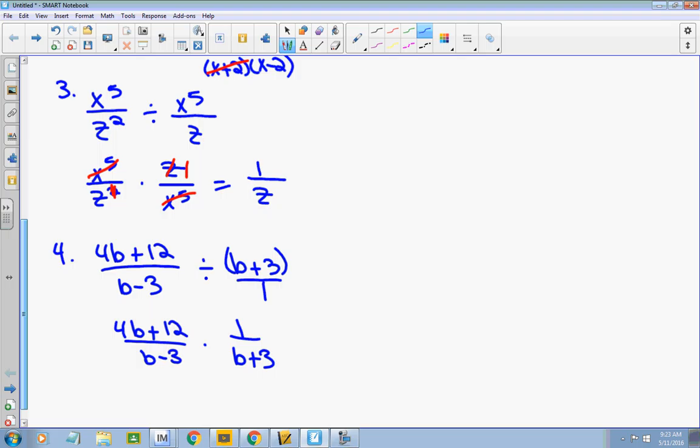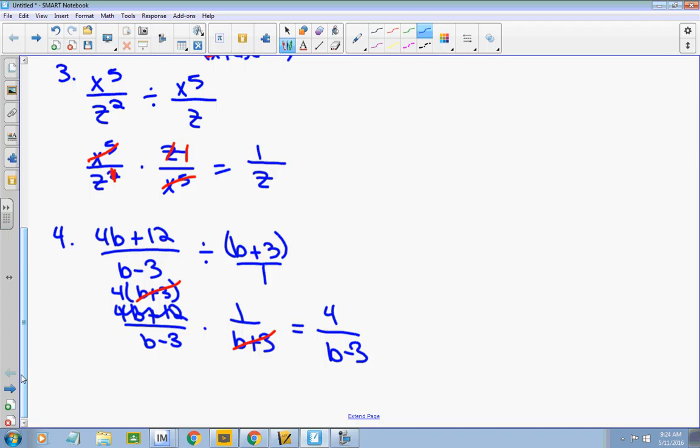Now, what do I need to do here in this numerator, this 4b plus 12? What do I need to do? Pull out the 4. Okay, and so then can I cancel anything? I can cancel this b plus 3 with this b plus 3, right? So I don't think I can do anything else. So if I multiply straight across, what do I get on the top? 4 on the top and b minus 3 on the bottom. All right. One more.